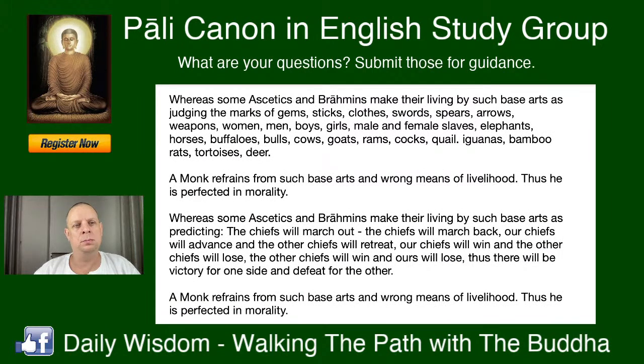Okay, that's fine, sir. Whereas some ascetics and Brahmins make their living by such base arts as judging the marks of gems, sticks, clothes, swords, spears, arrows, weapons, women, men, boys, girls, male and female slaves, elephants, horses, buffaloes, bulls, cows, goats, rams, cocks, quail, iguanas, bamboo rats, tortoises, deer. A monk refrains from such base arts and wrong means of livelihood. Thus he is perfected in morality.